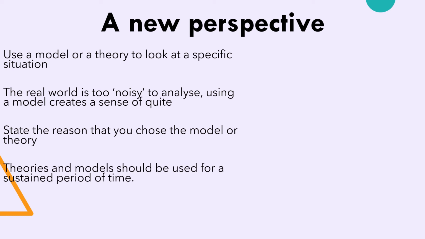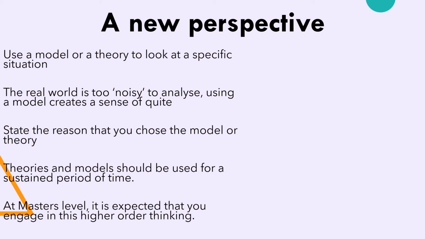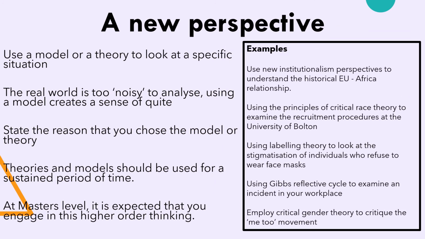And make sure that you use the theory or the model over a long period of time, rather than just a paragraph. This is seen as very shallow. Rather, what the marker wants to see is deep engagement with that model or with that theory. And at master's level, it is expected that you engage in this type of higher order thinking by engaging with these models, engaging with these theories. Perhaps at undergraduate level, you could get away with just engaging with data, but at this level, you really need to engage with theories and models. Here are some examples.